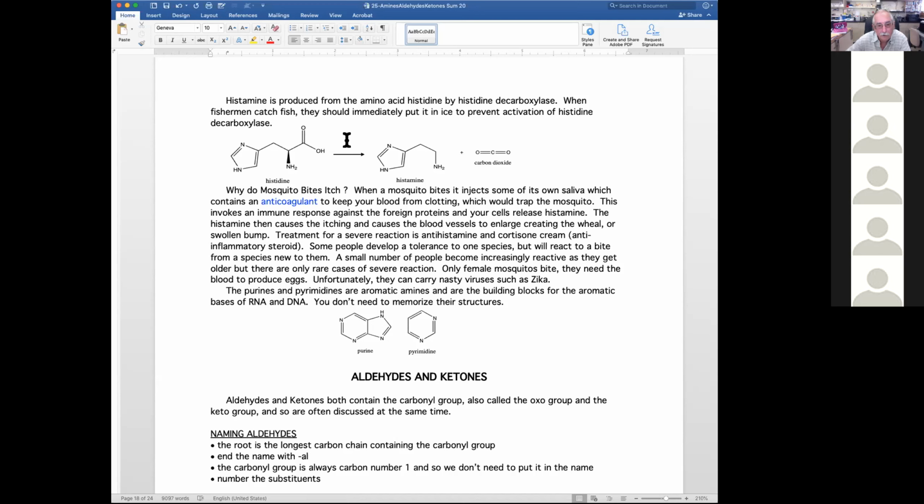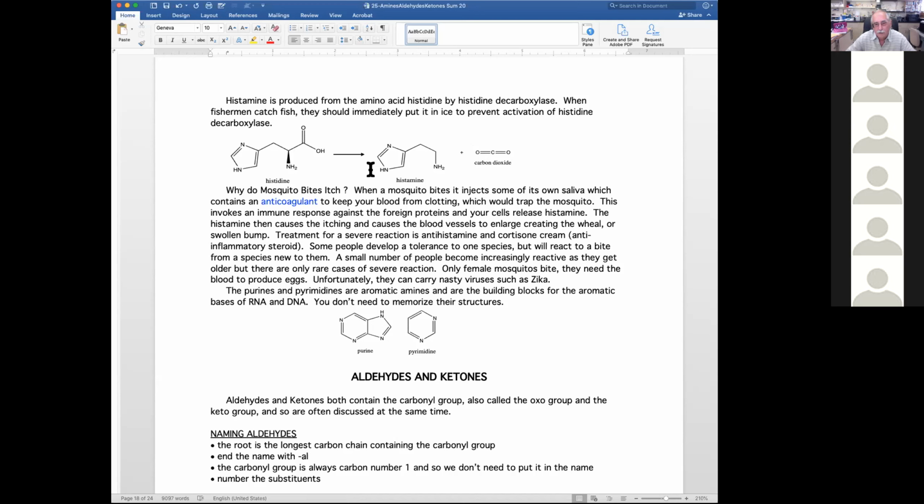That would be, I would write this over the arrow right here. And what does it do? It takes off the carboxy group right here. So that goes off as carbon dioxide, and now you're left with histamine. Okay.